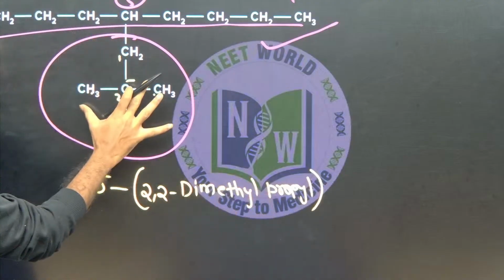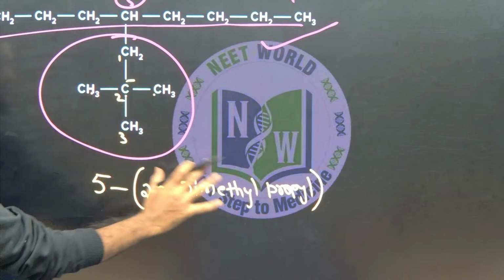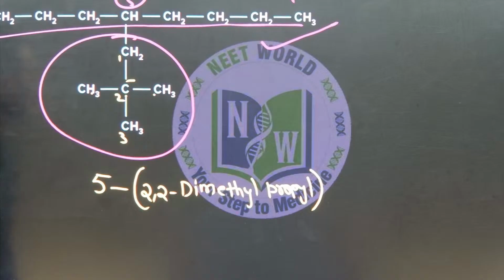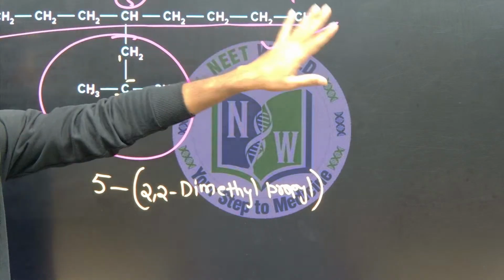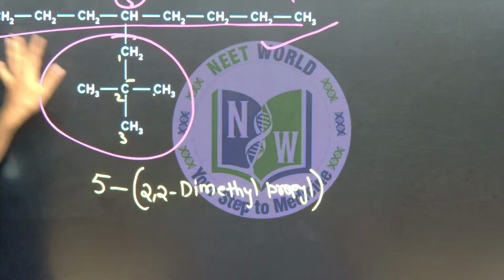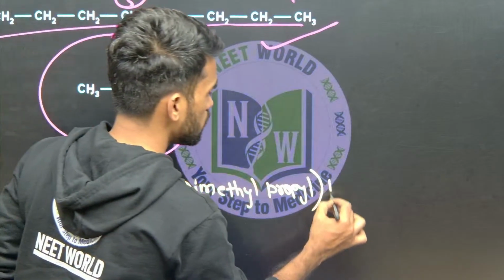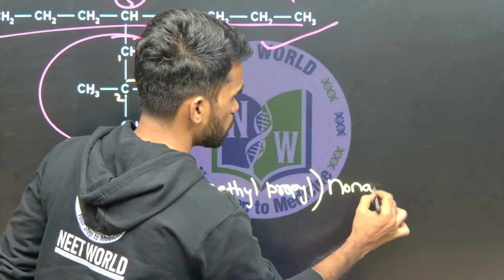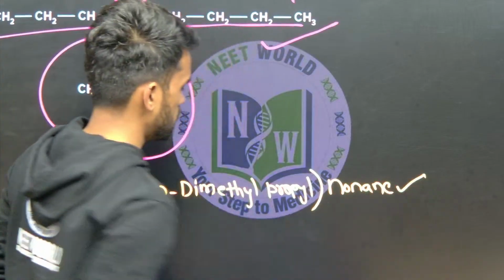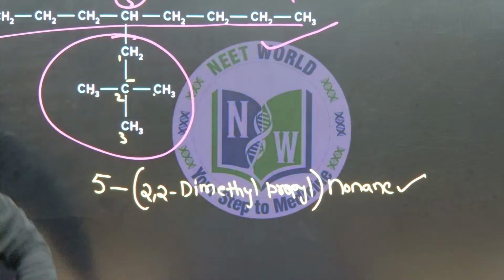This is over, naming of the complex chain is over. Now write the name of this parent chain. Propyl over. Next, how many carbons are there? 9 are there. So nonane. There are 9 carbons, you simply call it nonane, that's it. This will be the IUPAC name for this compound.